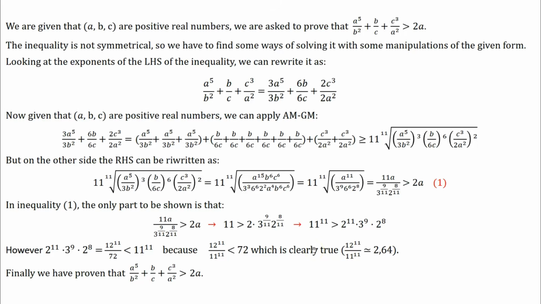So what did we do to prove this inequality? We proved that initially our left-hand side is equal to this term. This term can be rewritten in this form, which by AM-GM is greater than this expression. Now this expression we saw is actually greater than 2a. So we can directly say that this term is greater than 2a, which is what we wanted to prove in this problem. For the last step, we did the calculations which we have shown.